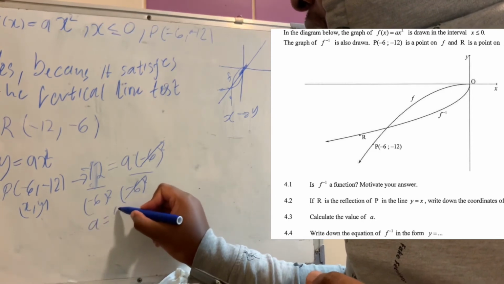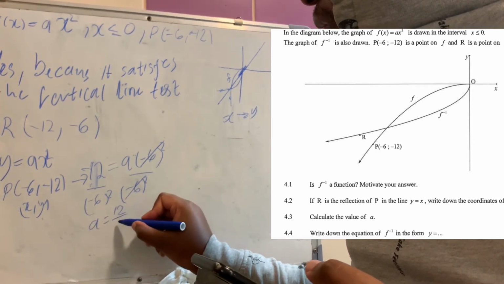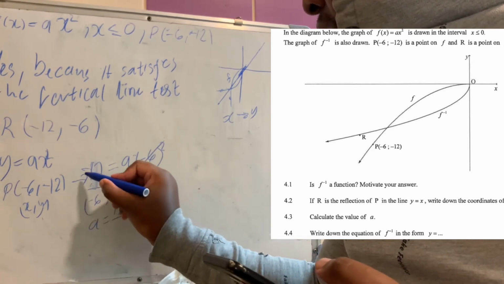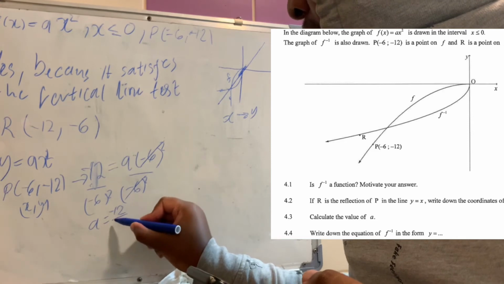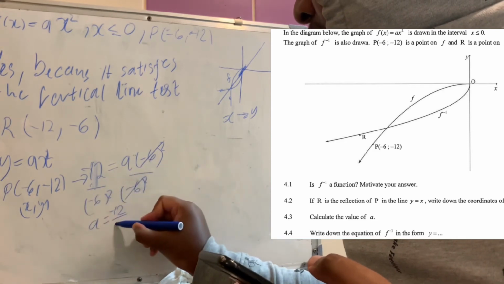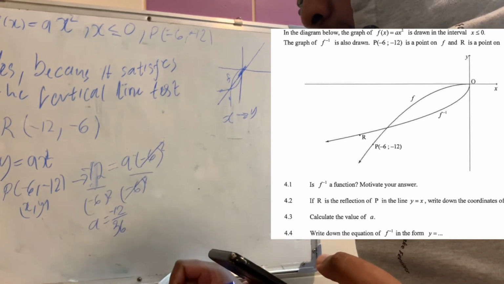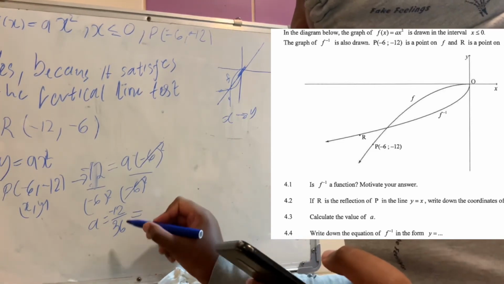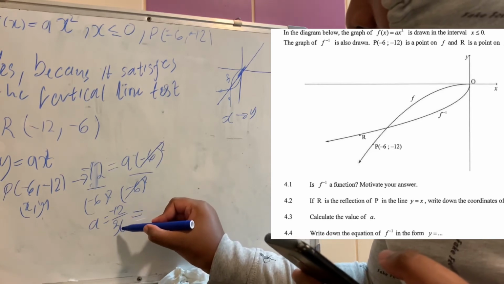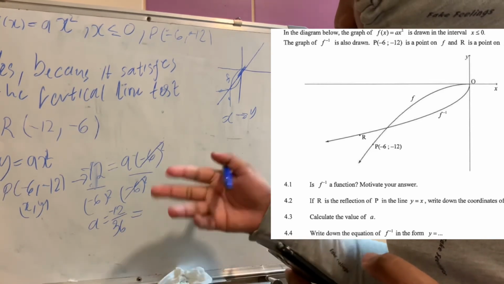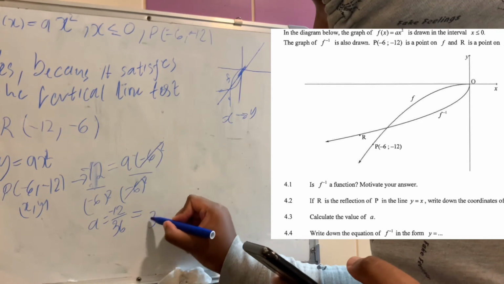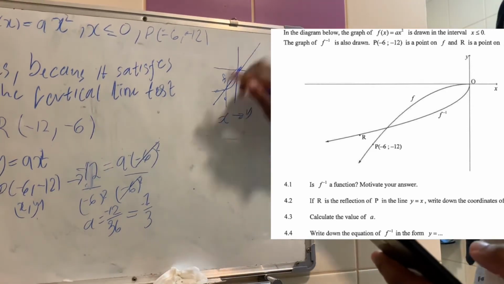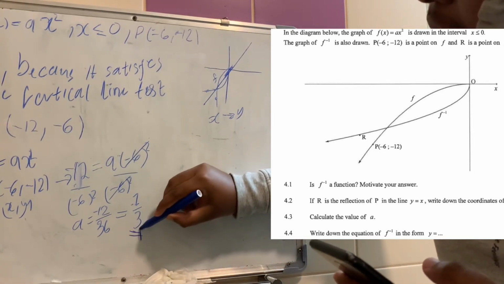So a is equal to minus 12 over, what is the square of this? It's going to be 36. So 12 into 36: 12, 24, 36, three times. So it's going to be minus 1 over 3. So a is equal to this number.